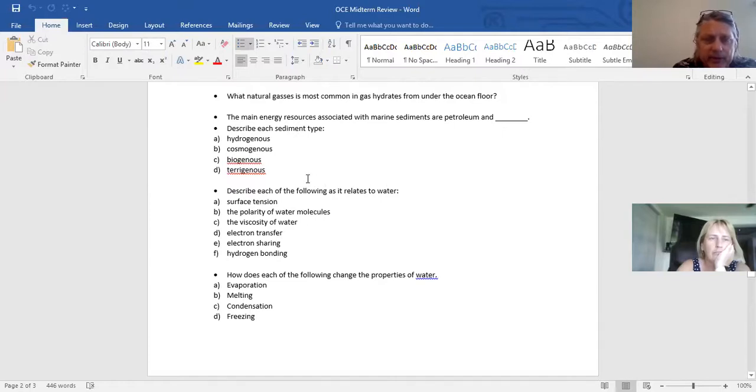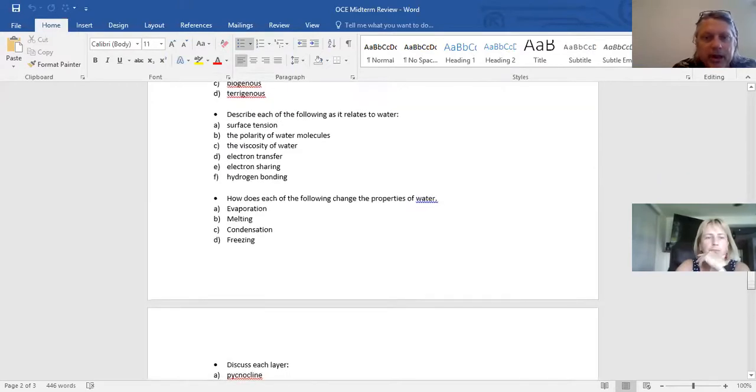Each sediment type: the hydrogenous forms underwater through precipitation, cosmogenous from space, biogenous from life, and terrigenous comes from the earth. Weathering, erosion, sediments, things like that. Deposition. Describe each as it relates to water.